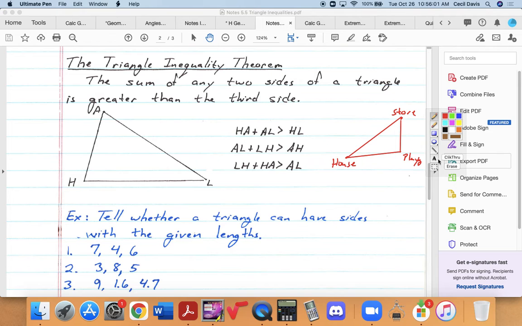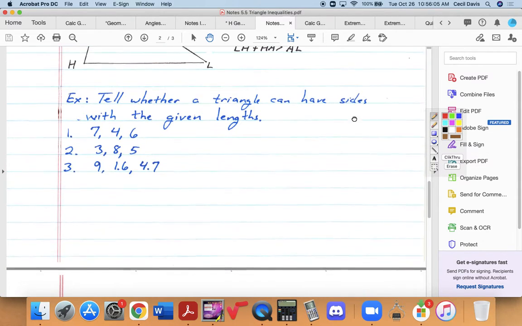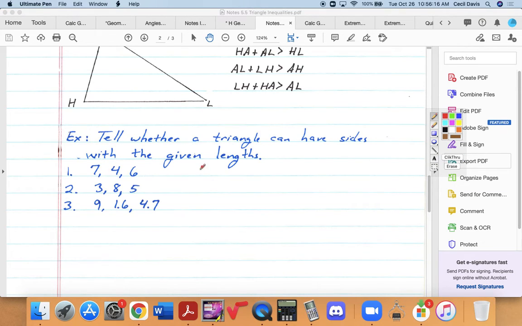So, and we did some problems like this also. Tell whether a triangle can have sides with the given lengths. Can you have a triangle that has sides of length 7, 4, and 6? Yeah, and the thing to check is the two short sides added together. 4 plus 6, is that greater than 7? Yes. So the answer to this question is yes.